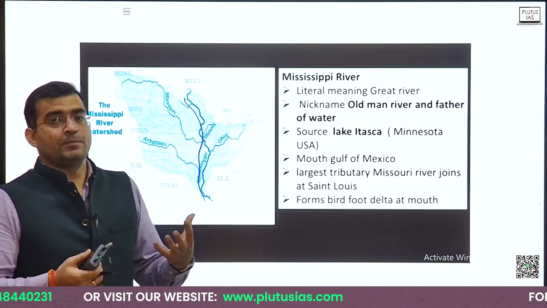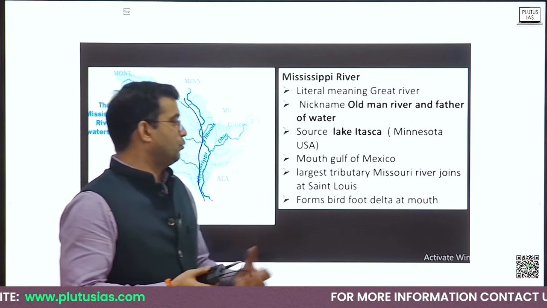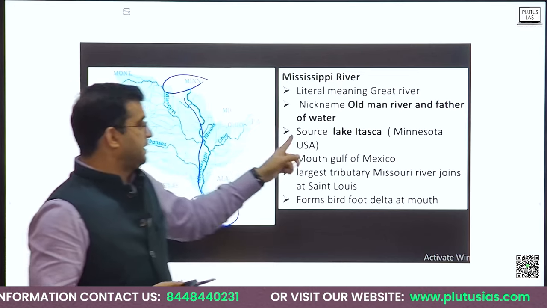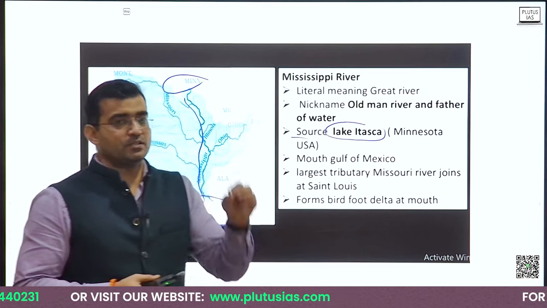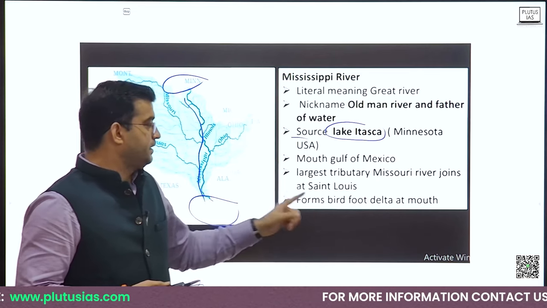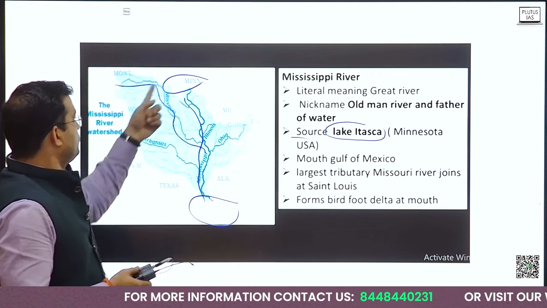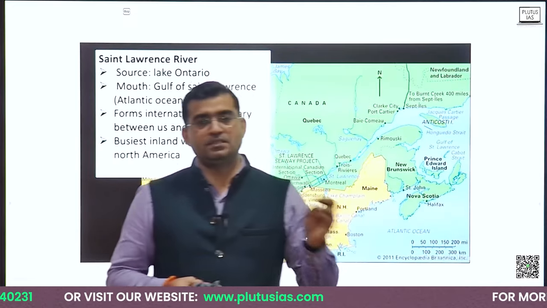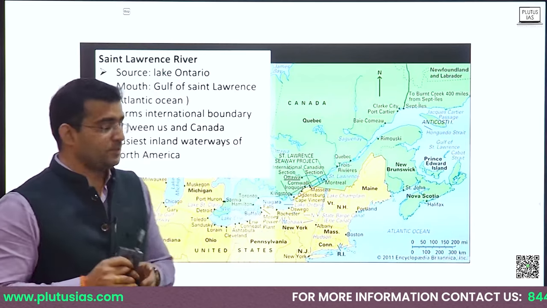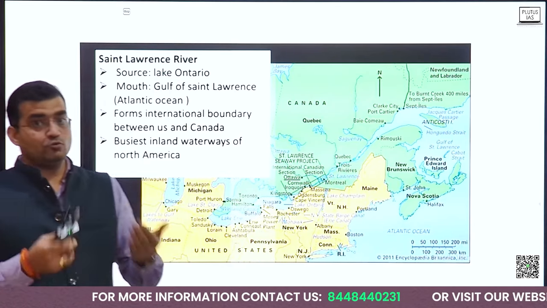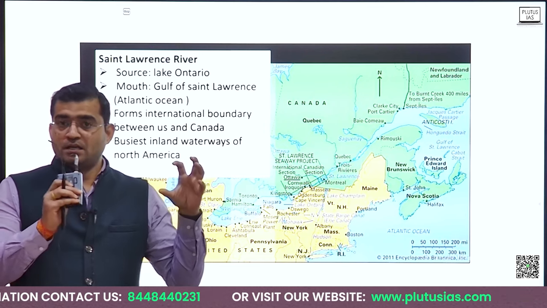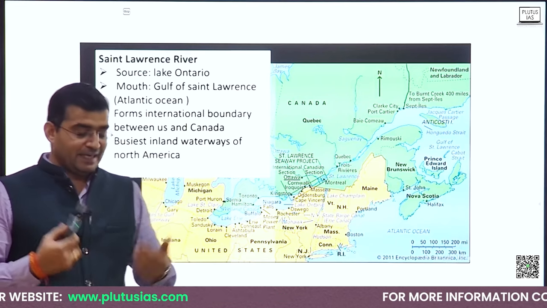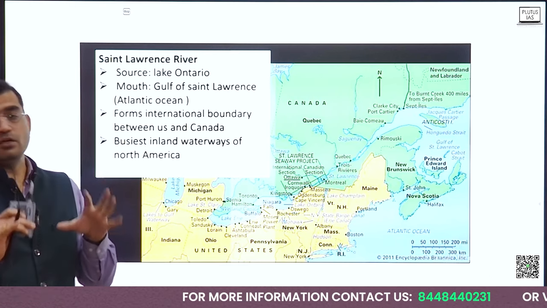After getting this idea, we may cover more points, like the mouth: Gulf of Mexico. The origin is not very clear, but people say that Lake Itasca is the principal source of this river. Again, the tributary: Missouri is a tributary of this river. Again, it is known for the Birdfoot Delta. So we can collect information easily if we read this way. The purpose of this class is to show you how to go through information by analyzing additional facts, and by understanding locations and pictures. You can then retain that factual information for a longer period of time.